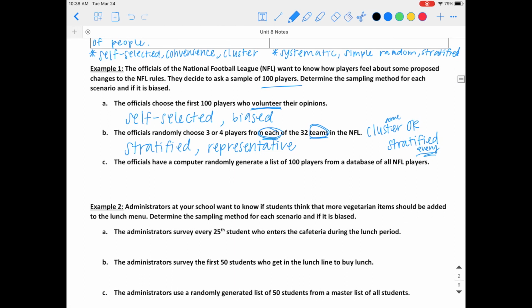Okay, and then the last scenario, if we have a computer randomly generate a list of players from a database of all players, okay, we have some key words going on here. First of all, we're looking at all the players, we're not grouping, so it's definitely not cluster or stratified. Okay, so it's going to be one of the other ones. They're not picking themselves, it's from a computer randomly generating. That's not convenient to me. I'm not walking in and seeing who's in a certain place at a certain time. Okay, it's not following a system because it's random. Okay, so this is going to be a simple random sample.